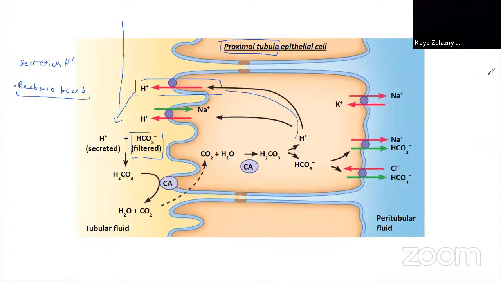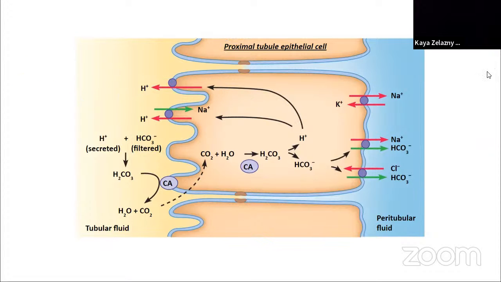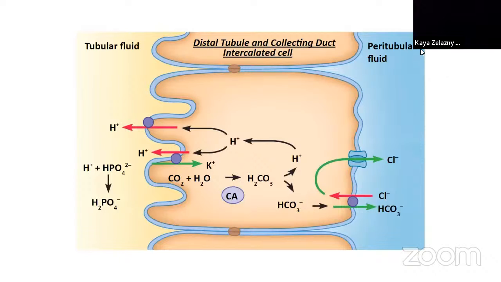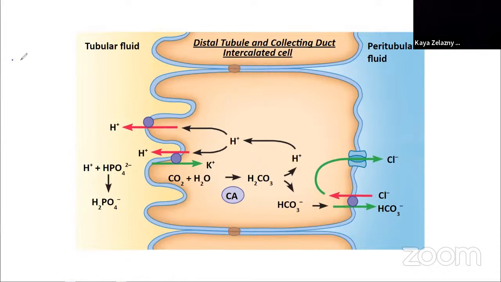All right. So in the distal tubule and in the collecting duct, we again are going to secrete some hydrogen ions. Okay. So we can see that happening right here. We're secreting some hydrogen ions back into the tubular fluid. And we're going to be synthesizing potentially some bicarbonate.